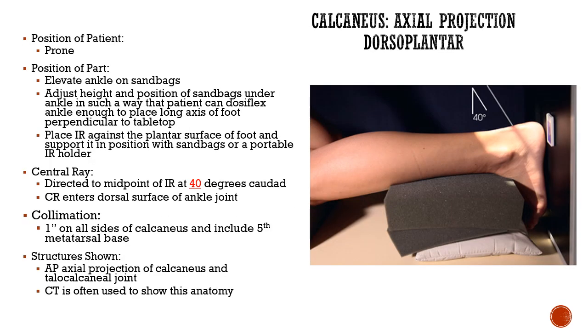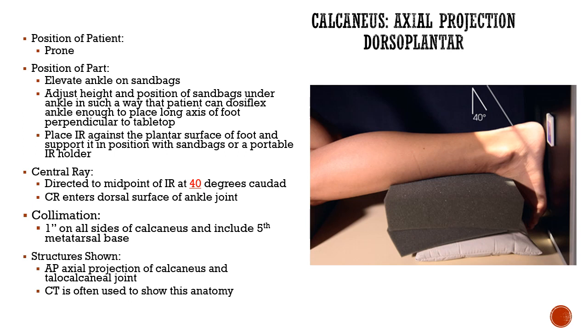Now there is an option for an axial projection, dorsal plantar. This tends to not be as comfortable since the patient is prone and we have to build up the height of the leg so the person can dorsiflex the foot and have the toes on the table. We're going to place the image receptor against the plantar surface of the foot and position it with sandbags or a portable IR holder.